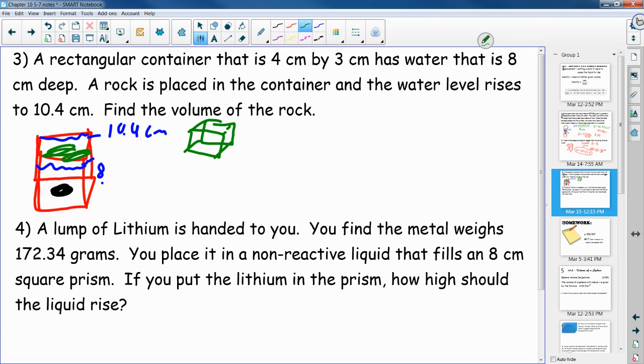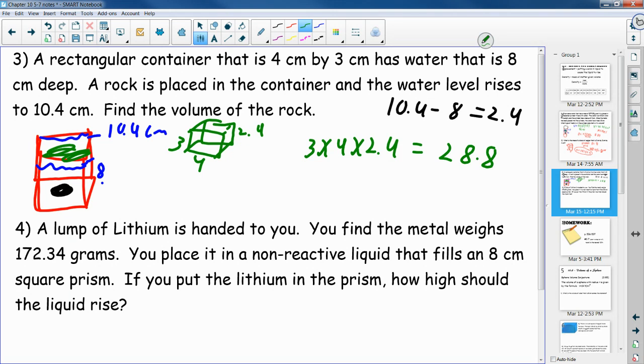When we draw this box, we find that our base is still going to be the 3 times 4, right? Because that's the shape of our thing there. Then the water level, well, it raised from 8 to 10.4. So if I do some subtraction, 10.4 minus 8 gives me 2.4. So the height of my shape over here is going to be 2.4. We'll find the volume of a rectangular thing like that. I take 3 times 4 times 2.4.